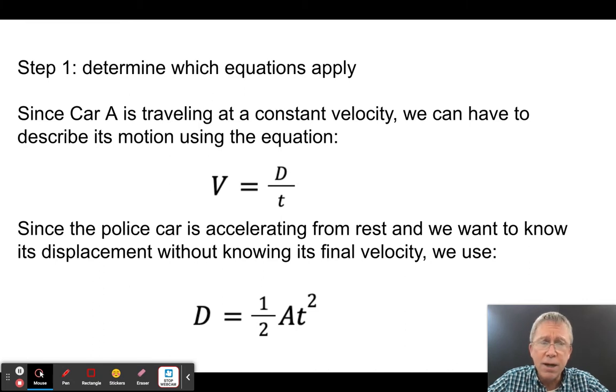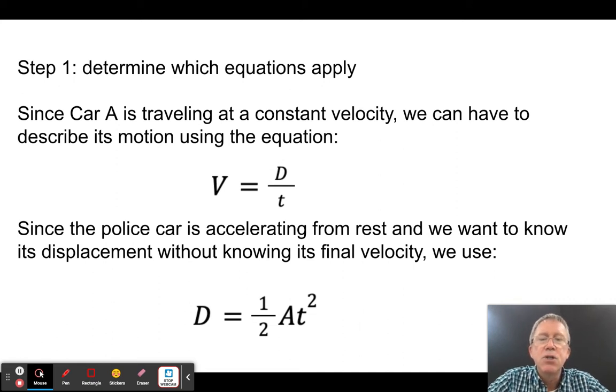Now, the police car is accelerating from a position of rest. So I'm going to approach it this way. I'm going to say it's going to travel a certain distance and catch up with the other car by accelerating, and I'm going to say d equals 1 half a t squared. Okay, so that's how I'm going to approach this problem. There are other approaches, but that's how I'm going to approach this one.